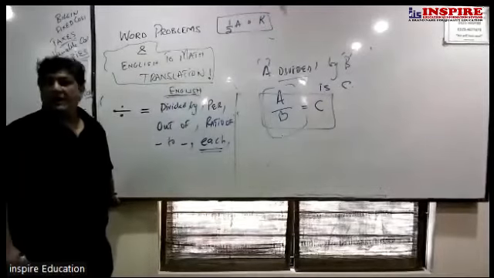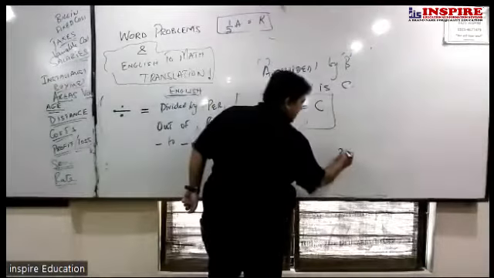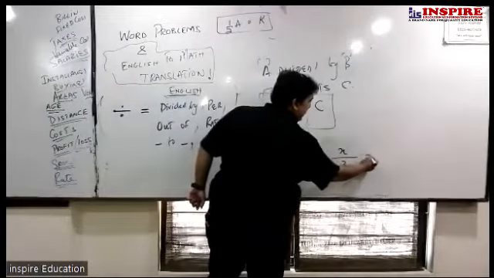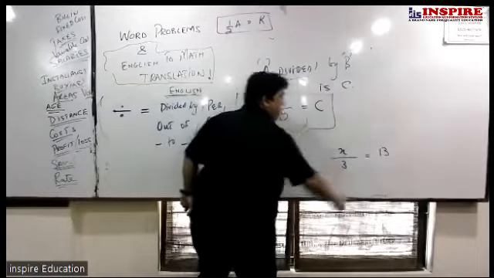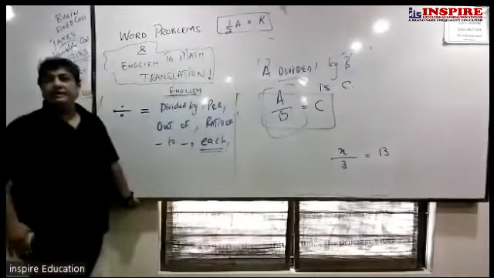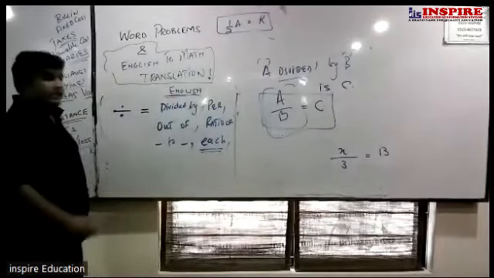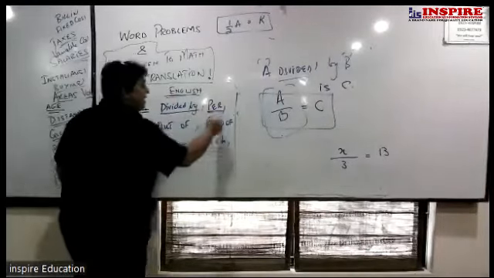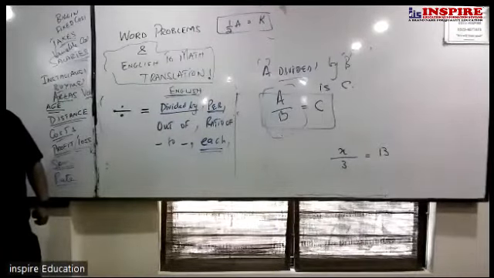Got it? A divided by B. A number divided by 3 is equal to 13. A number X divided by 3 is 13. So what's the number? 39. 3 multiplied by 13 is 39. You get it? Eyes on the board.